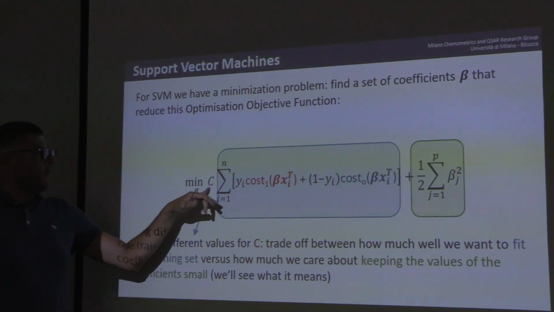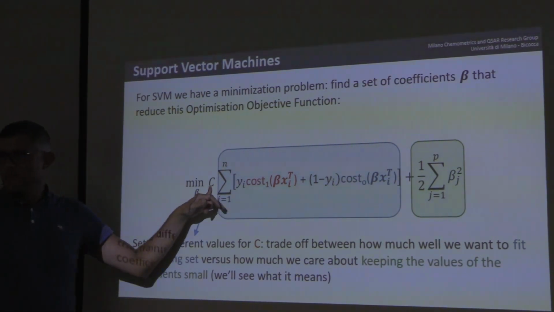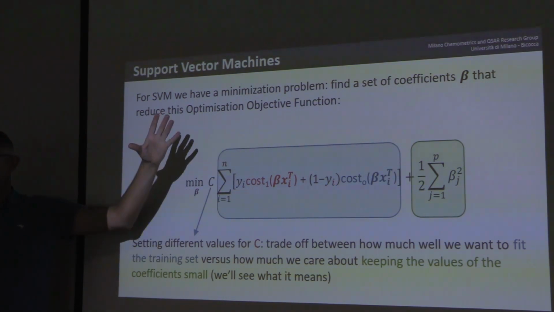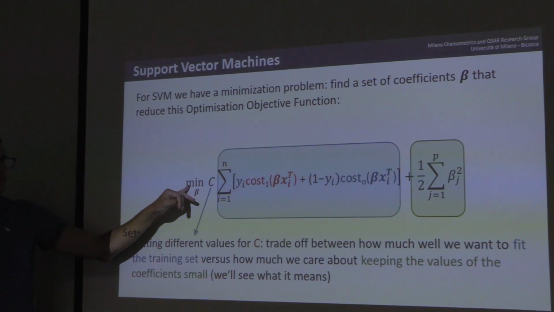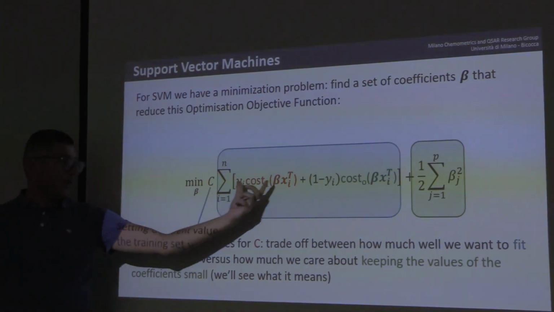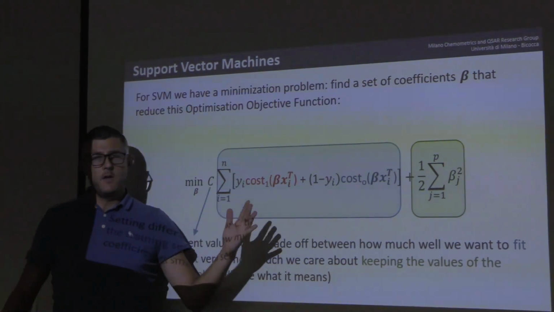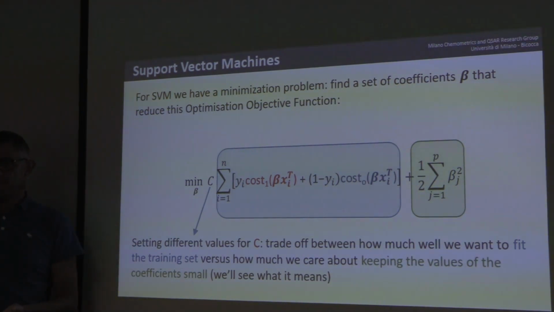Of course, if G is very high, 1000, we have to minimize this function. So we need this stuff to be very low. But we will see it later.